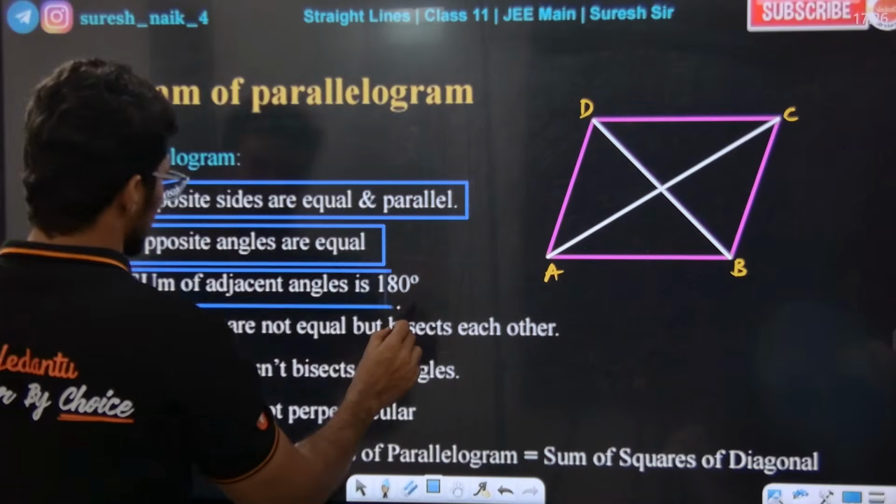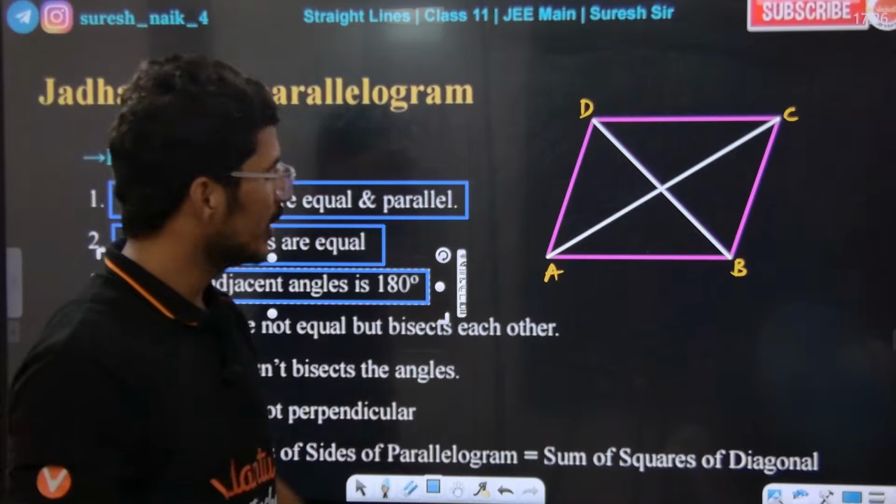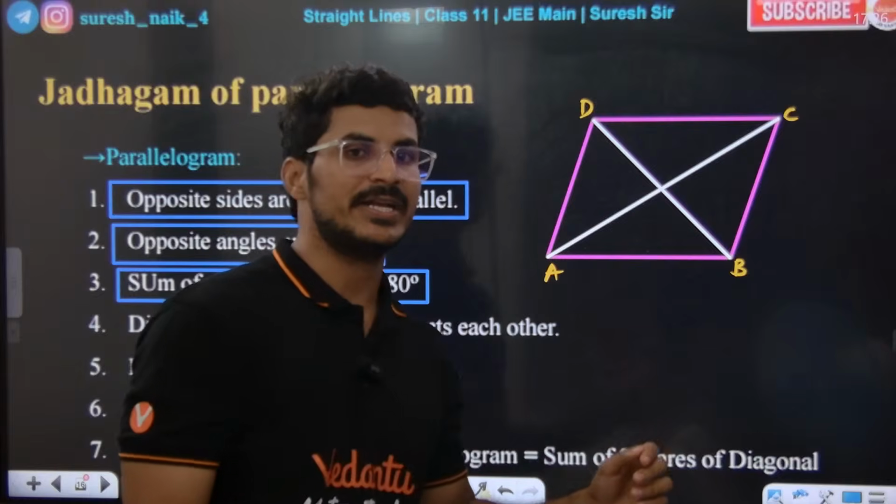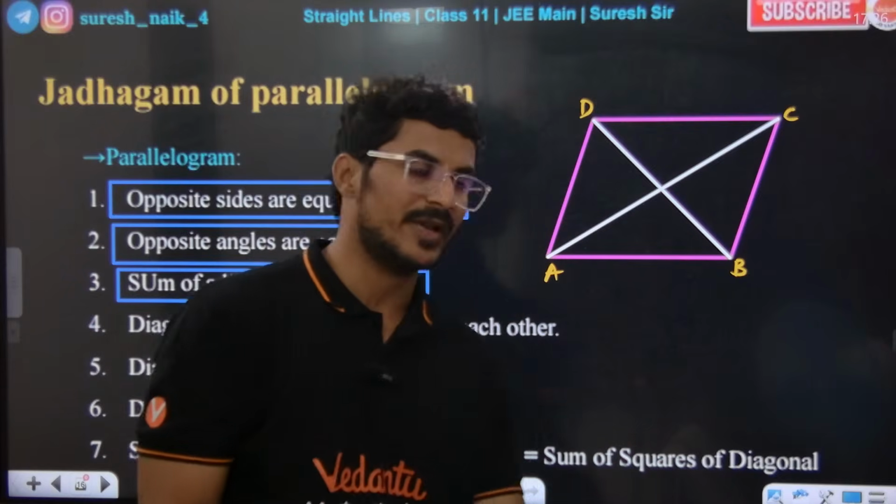Next, the sum of adjacent angles is 180 degrees. The sum of adjacent angles A and B is going to be 180 degrees.